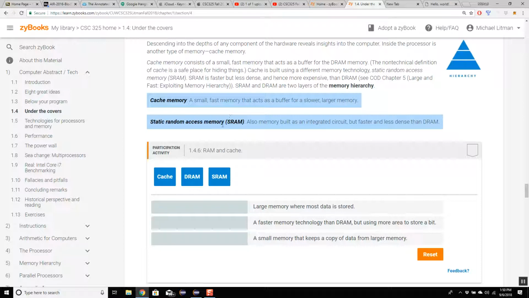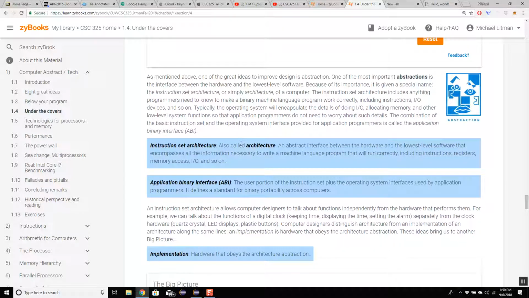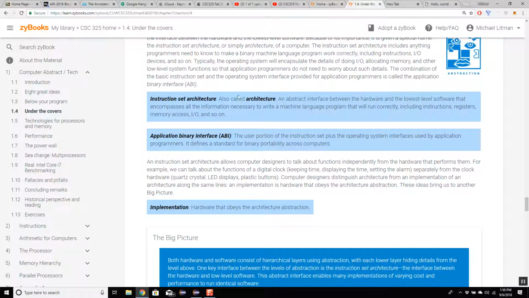Talked about this last time a little bit, the whole idea of cache memory being really, really fast. We've talked about our instruction sets.